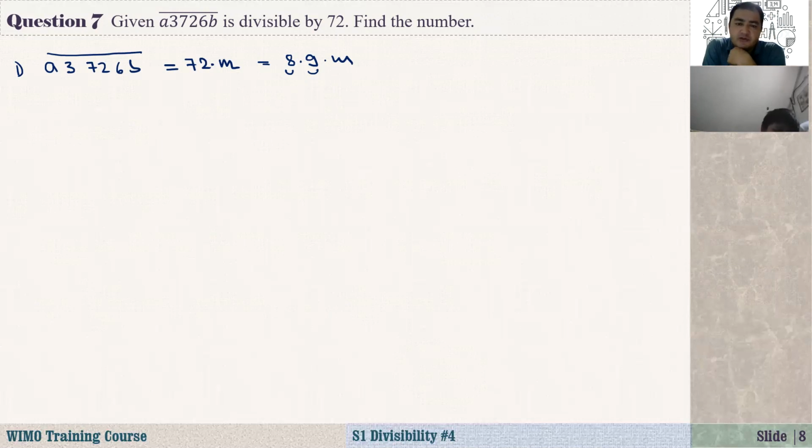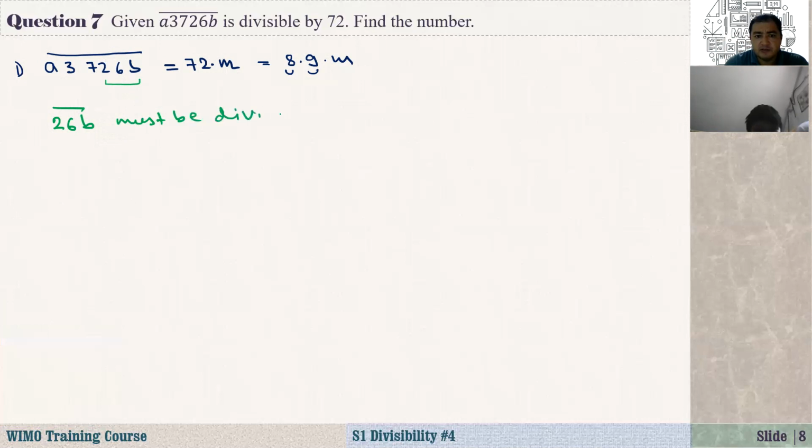So that means that for a number to be divisible by 72, that number must be divisible by 8, and it should be divisible by 9. And if you remember, Carol, a number is divisible by 8 if the number formed by its last 3 digits is divisible by 8. So that means that this 3-digit number, 26B, must be divisible by 8. That is the first part.